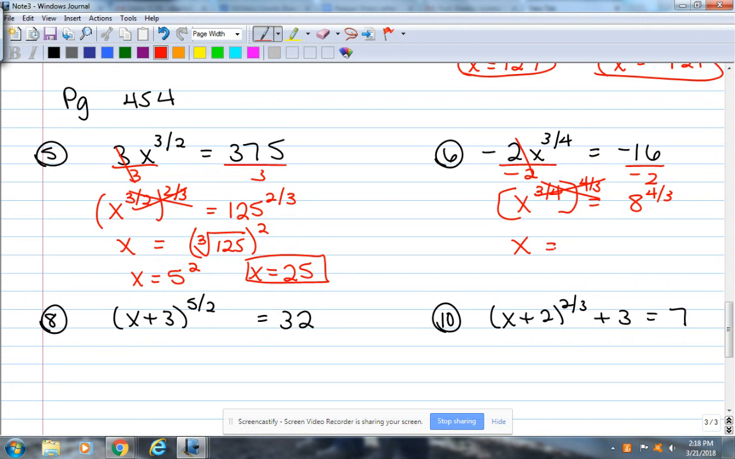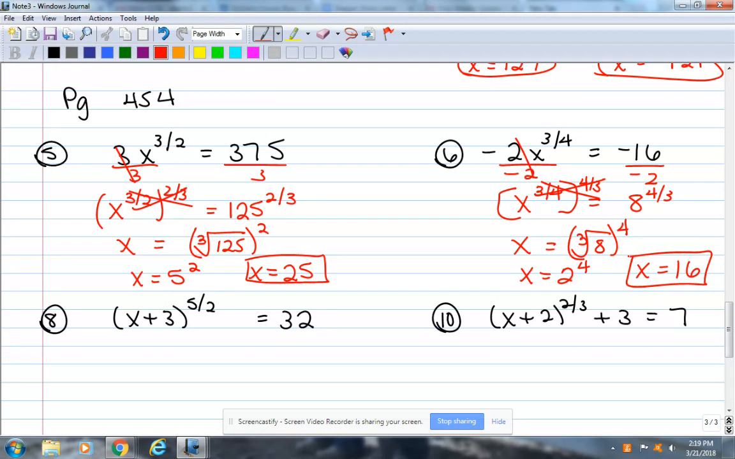How do I raise 8 to the 4/3 power? What's the same thing as doing it as a radical? Cube root of 8 to the 4th. What is the cube root of 8? And what is 2 to the 4th power? 16. 2 times 2 is 4. 4 times 4 is 16. Any questions about that one? Are you good with that one?